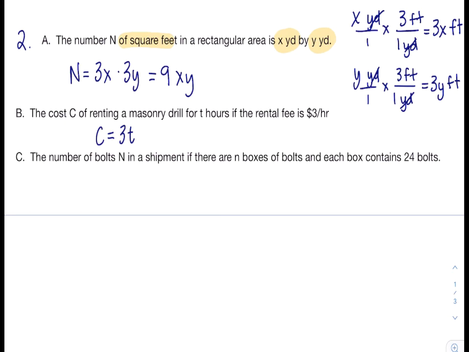C is similar. We have the number of bolts, and we know that there are n boxes of bolts, and each box contains 24 bolts. So if you know that each box has a particular number, if you want to know the total, multiplication is the appropriate operation there. Each box is 24 bolts, and there are little n of them, and so the total number would be 24n.